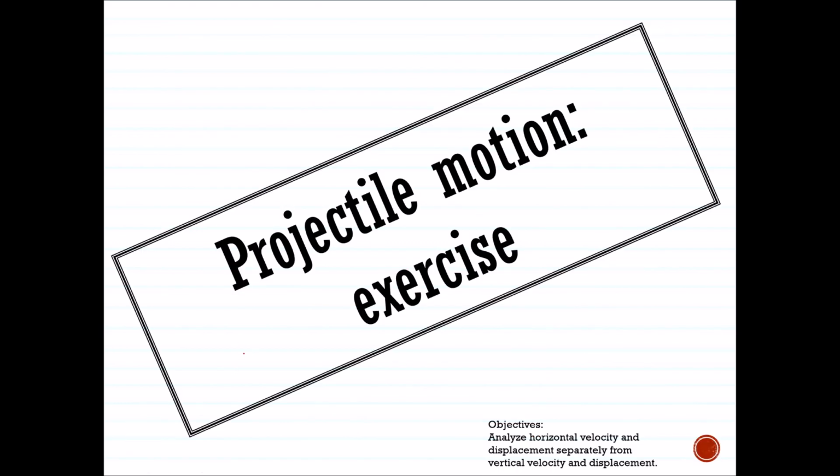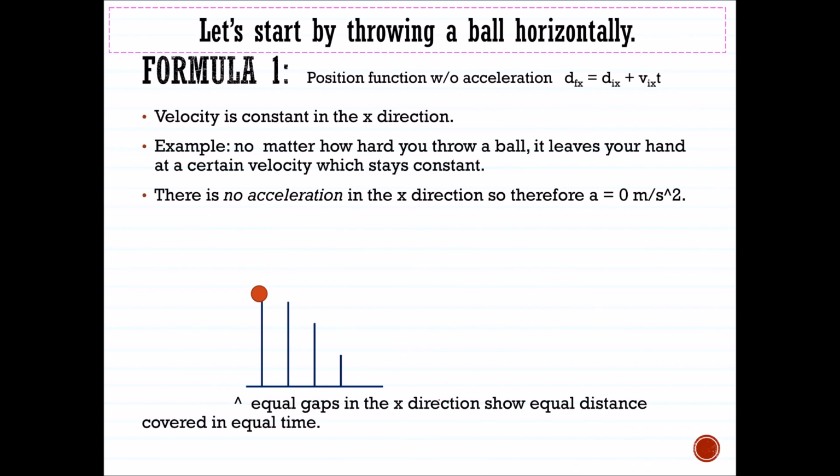Let's do a little exercise to get you to understand projectile motion. In this section, analyze horizontal velocity and displacement separately from vertical velocity and displacement. The velocity is constant in the x direction. That means it does not change.